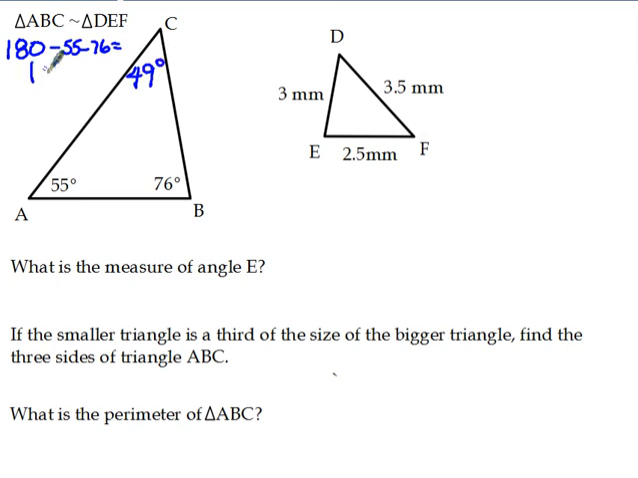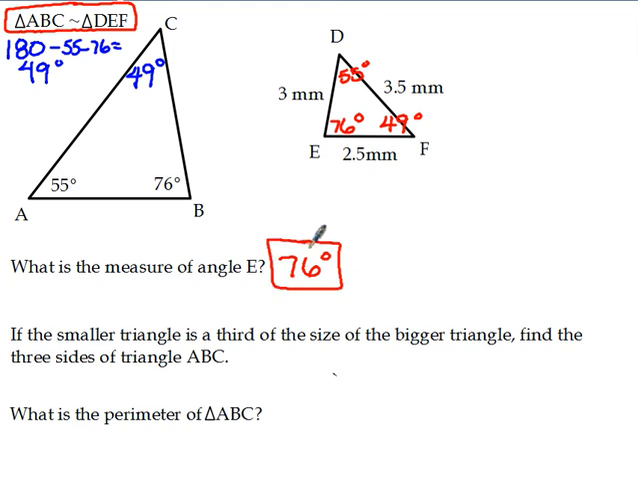Now, these triangles are turned on their sides. They're not in the same orientation. So I'm going to have to use my similarity statement up here to line things up. So just like with congruence, A goes with D. So if A is 55, D is 55 degrees. B goes with E. So if B is 76, E is 76. And then C goes with F. So if C is 49, F is 49. And now they ask, what's the measure of angle E? Well, the measure of angle E is 76 degrees.